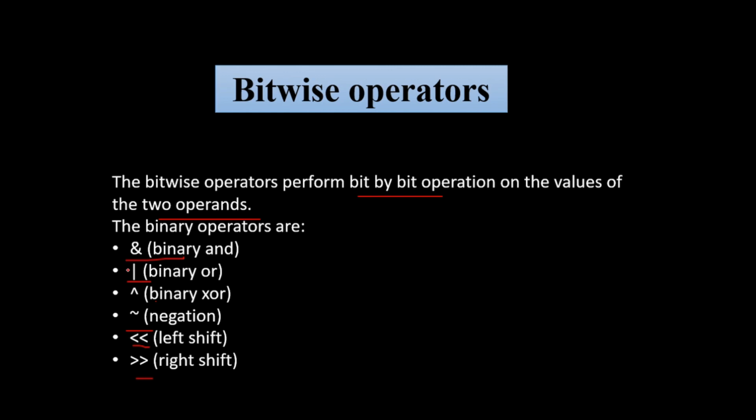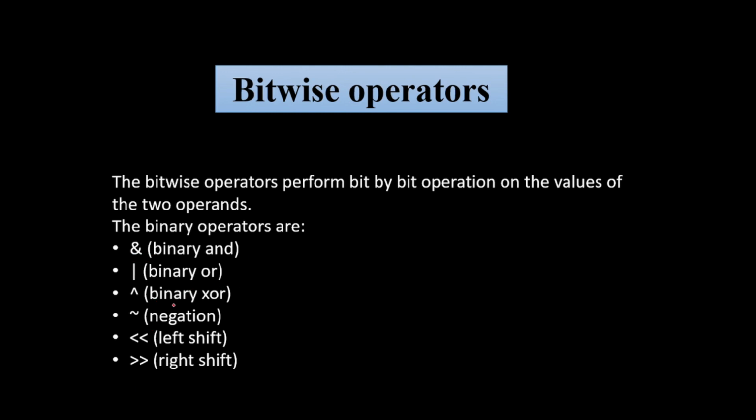When we talk about binary AND, what this binary AND does is it checks whether both bits at the same place in the two operands are 1. If both bits are 1 at the same place, then the output will be 1, otherwise the output will be 0. When we see binary OR, it checks that if both bits are 0, then the resulting bit will be 0, else 1.